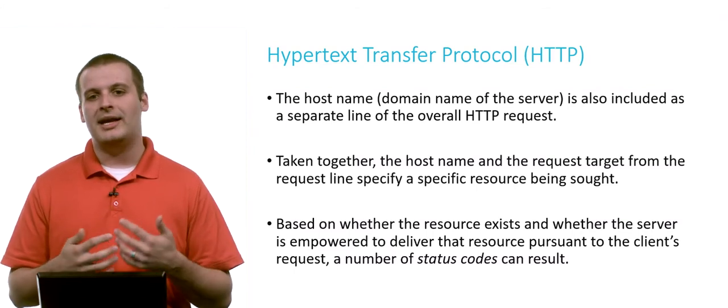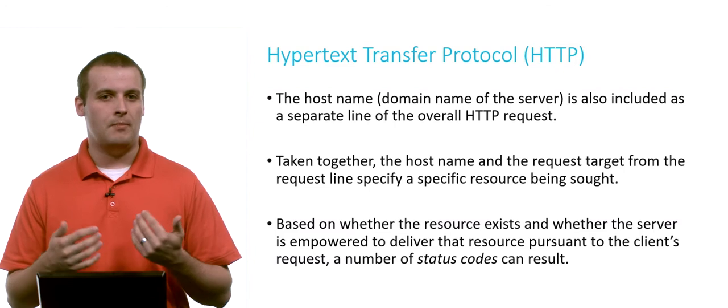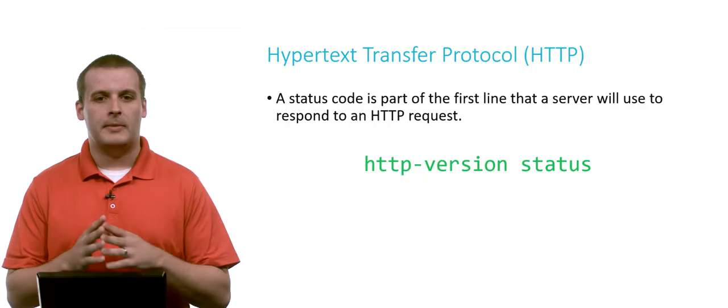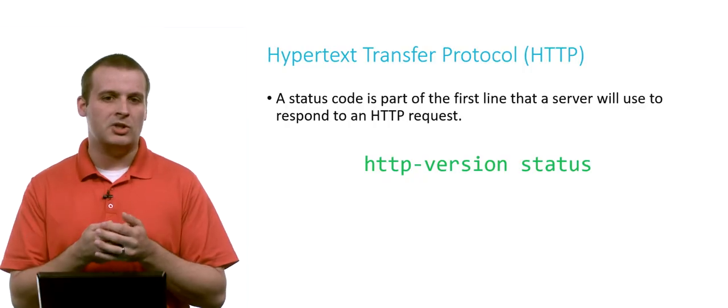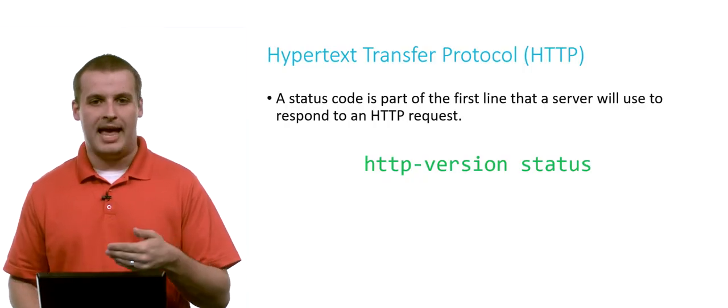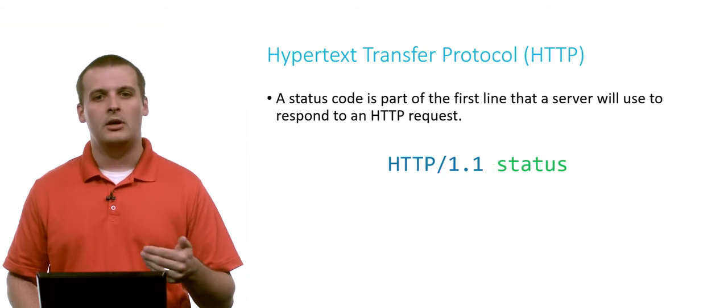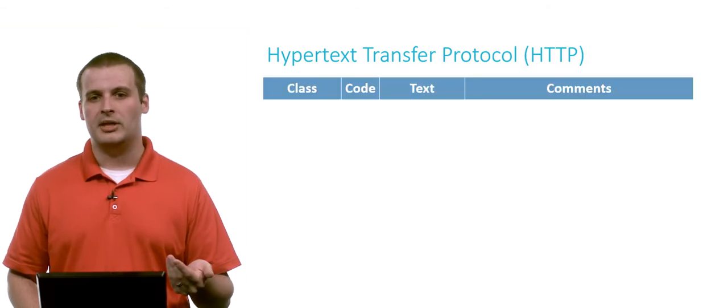And then based on whether the resource exists and whether the server can deliver the resource pursuant to the client's request, you might get various status codes back. Some of these status codes you've seen because they're part of the response. Some of them, like 200 OK, are probably pretty silent. You've probably never seen a page respond 200 OK. You just get the page. It's not like a 404 error, which is usually pretty clear. You usually see that it says 404. So let's talk about what some of those status codes might be. Again, when the server responds to us, they're going to respond HTTP version, status, usually HTTP 1.1. What are these status codes going to be?